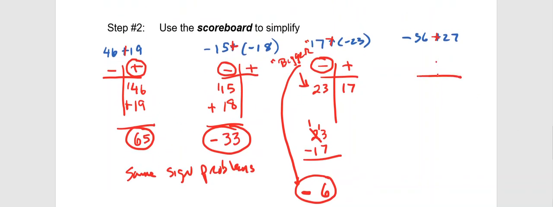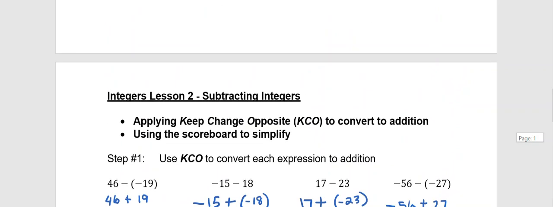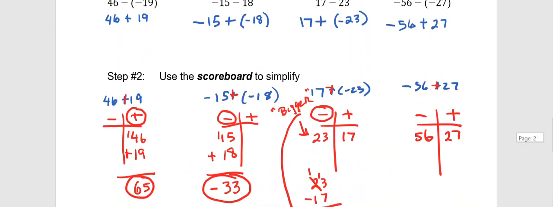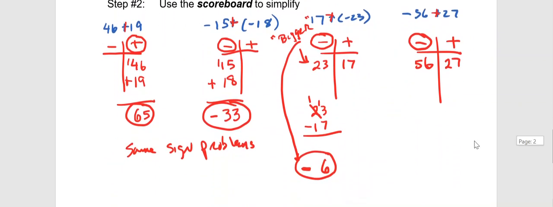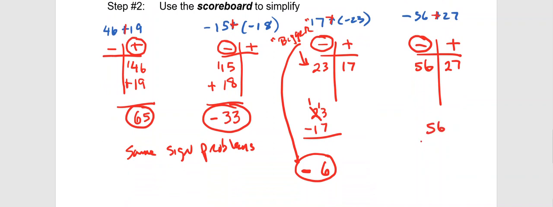So let's do this. So we'll set up the scoreboard. I know my 56 is negative, so it goes on the negative side. My 27 is positive. I can see the 56 is the more negative number. The 56 is the bigger number, and it happens to be negative. And because my numbers are in different columns, I'm going to subtract. Remember, it's always big minus small. That's the only way we can subtract appropriately. And don't forget, our sign is going to be negative, so let's subtract.